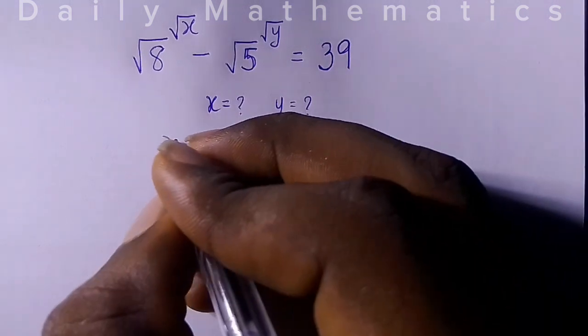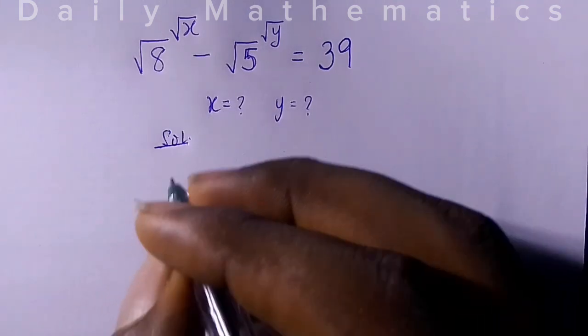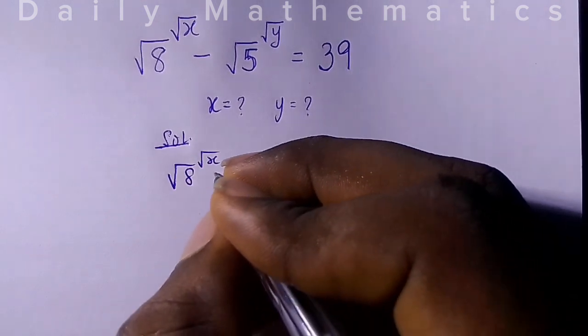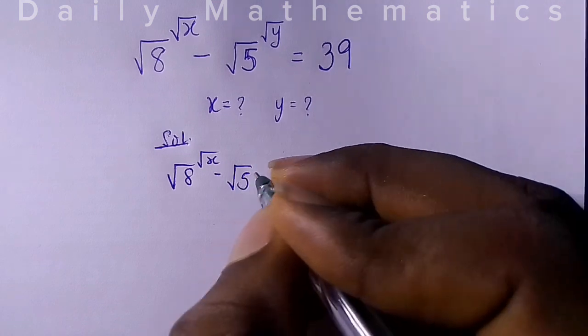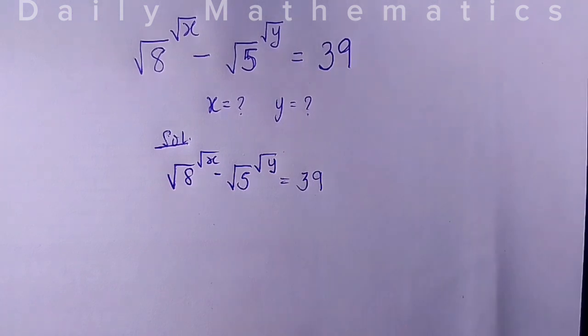So we have this very interesting question. Square root of 8 raised to the power of root x minus square root of 5 raised to the power of root y equals 39. Now what's the first thing to do?